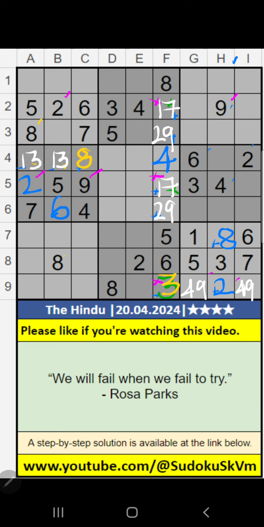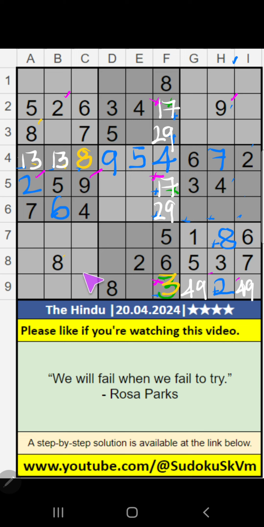Sixth row, column I, we have 7. So 7 can't come in these cells. Then 7 is confirmed here. 4th row, 2 numbers are remaining, 5 and 9. Column D, we have 5. So 5 can't come in that cell. 5 is confirmed here. The 9 is here.